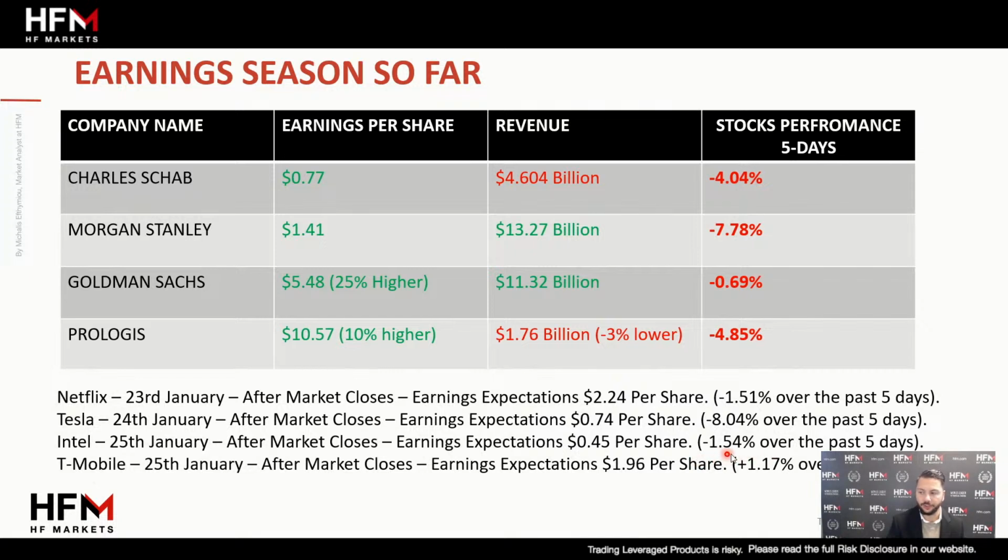Then if we're looking at Intel, again, it's in the top 20. Here we're looking at just over 1.5%. If we're looking at T-Mobile, we're looking at just over 1%. It's the only stock that is expected to release earnings next week which saw, over the past 5 days, an increase in value, an increased price.